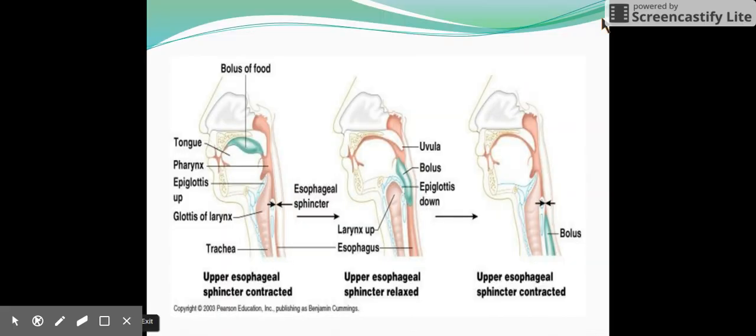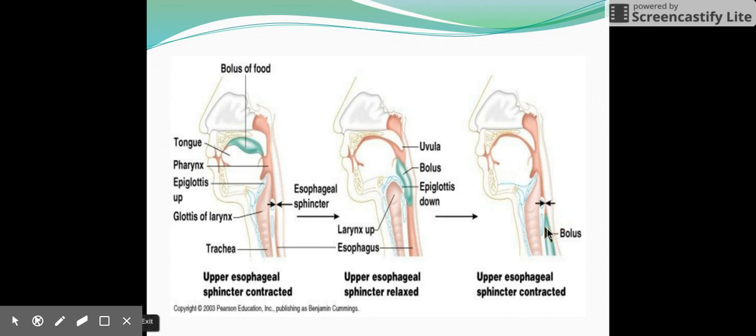So, for those of you who watched the last video, you're probably very familiar with this picture because it is the picture I use to discuss how a package of food, or what is called a bolus, is swallowed. And the reason I'm talking about that is because I want to refresh your memory as we move forward, because today we're going to be talking about the stomach.